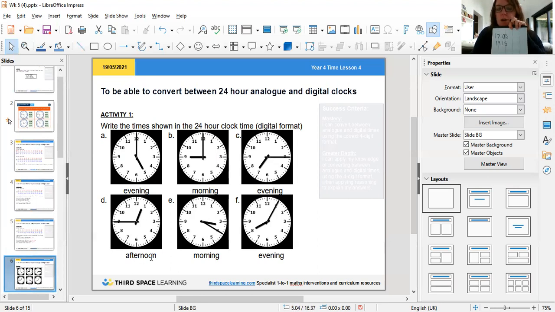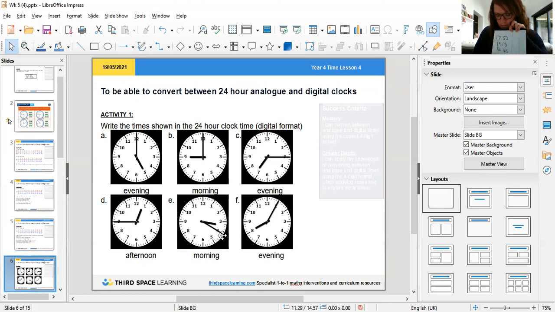Afternoon is just after 12. Okay. So we're going with, so it's not quite 1 o'clock yet. So we're going to go back to the 12, and remember, if you're not sure of minutes, you could count 5, 10, 15, 20, 25, 30, 35, 40, 45. 12:45 would be my next one.